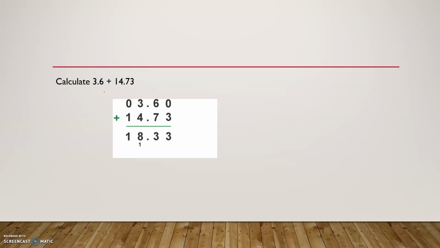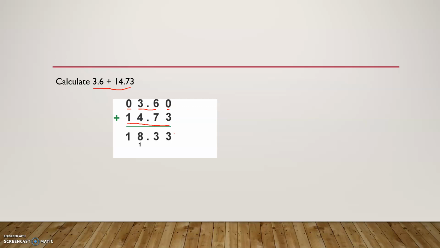Now adding decimal numbers. So here we've got an example, 3.6 plus 14.73. How we do that is we put 3.6 first, and then we put 14.73 at the bottom. So we are using the column method again. Now I've added this 0 and this 0 to line up this number and this number.